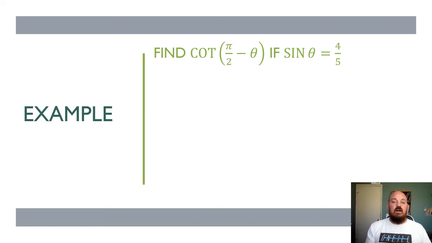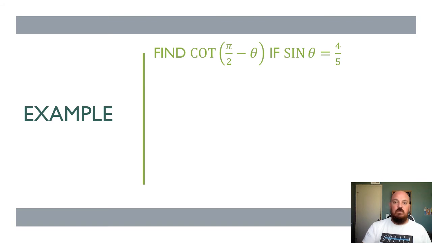So we are going to find cotangent of pi over 2 minus theta if sine theta equals 4/5. The first thing I notice, and remember we talked about this two slides ago, is pi over 2 minus theta, and it has to be a red flag. I have to notice and immediately say, wait a minute, that's a cofunction. I can make this question easier.